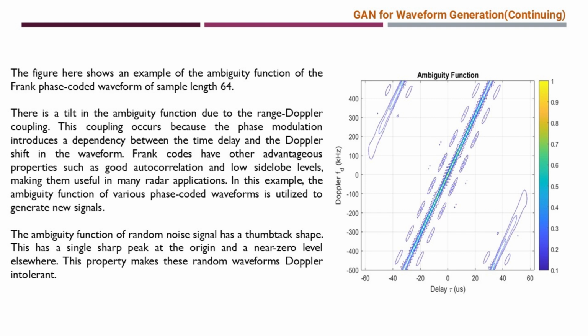In this example, we use the ambiguity functions of various phase-coded waveforms to train the model and generate new radar signals that are suitable for different radar applications. By analyzing these functions, we can design waveforms that strike a balance between detecting range and speed based on the radar's needs. This allows radar systems to work efficiently in different environments by using customized waveforms.